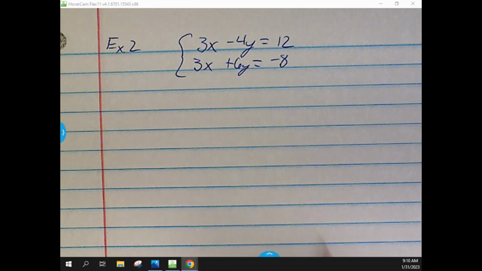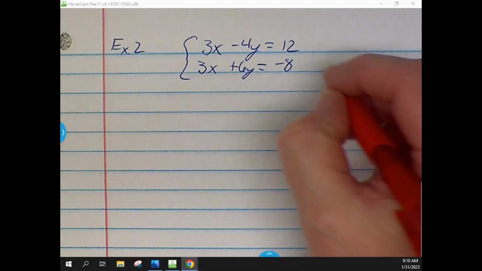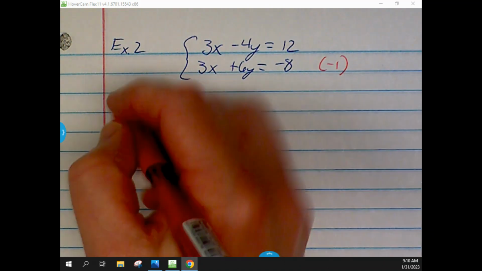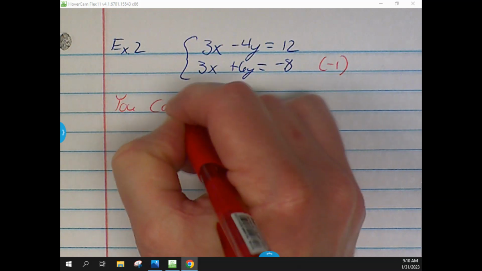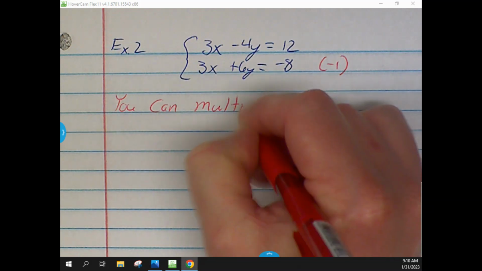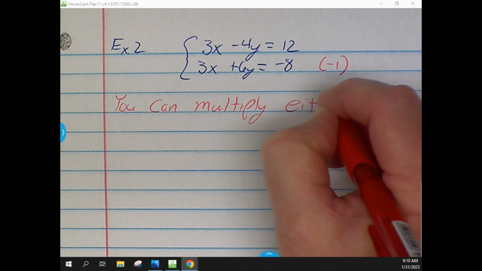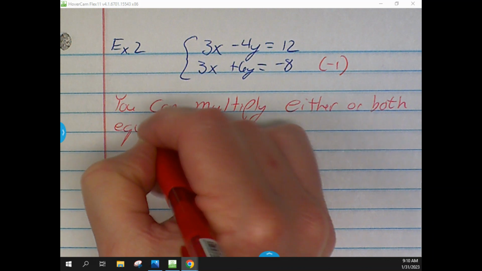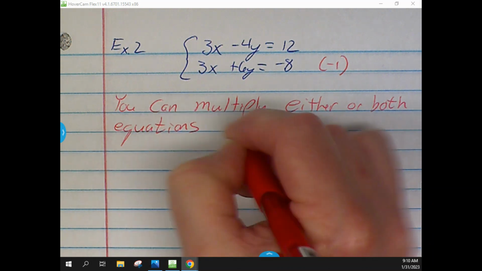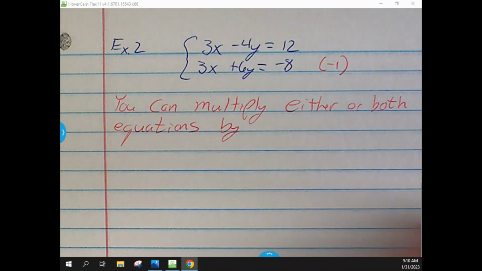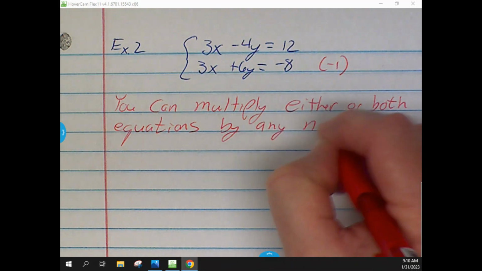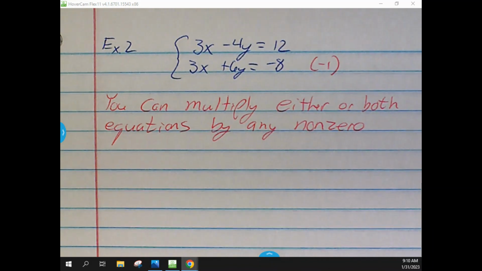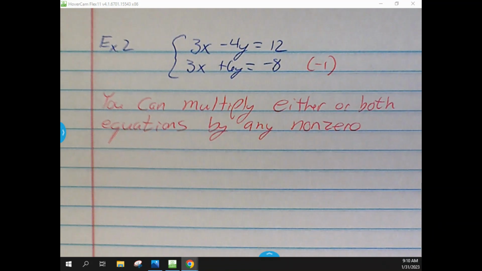So what we're going to wind up doing is we're going to take this bottom equation, and instead of subtracting it, we're going to take everything in this bottom equation and multiply it by -1. So the good thing is when you go through these, you can multiply either or both equations by any non-zero number. I used to not say this, but I'll say it now, because people say, I'll just multiply by 0, it makes it real easy. No, you can't do that. It's got to be a non-zero number.